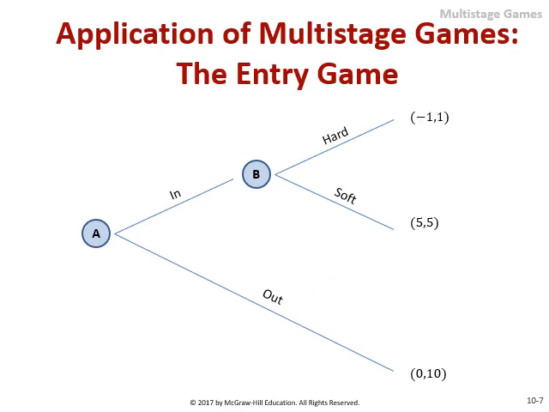So let's apply this multi-stage game on an entry game. So this is an application for multi-stage or sequential game. It's an entry game in which player A and B are firms. So firm A chooses either to enter the market or not enter the market. In means that the firm will enter the market. Out means that the firm chooses to not enter the market. So A is the potential entrant, the firm that has to make a decision whether to enter the market or not. So it has two strategies, in or out.